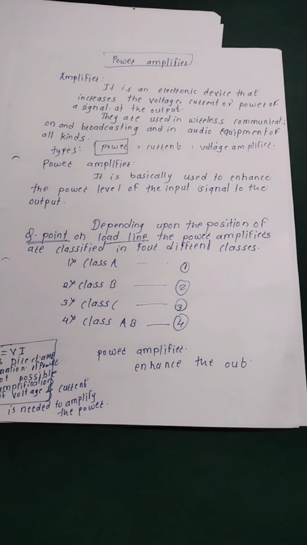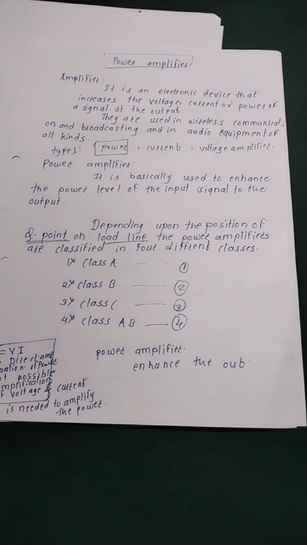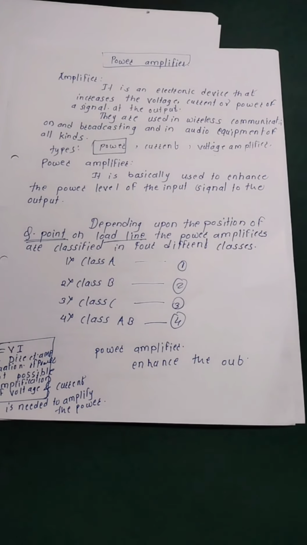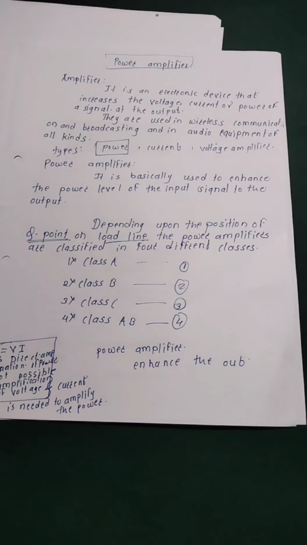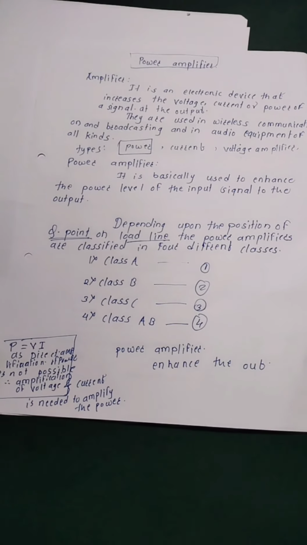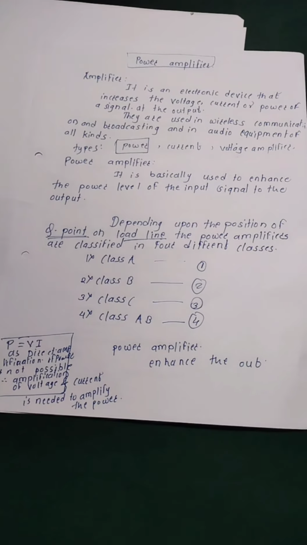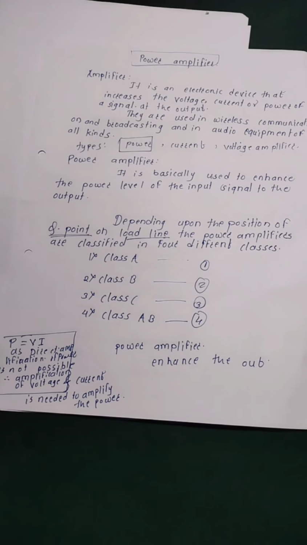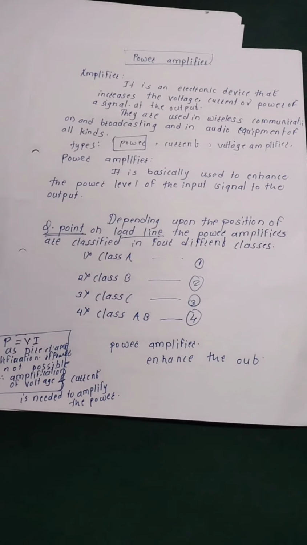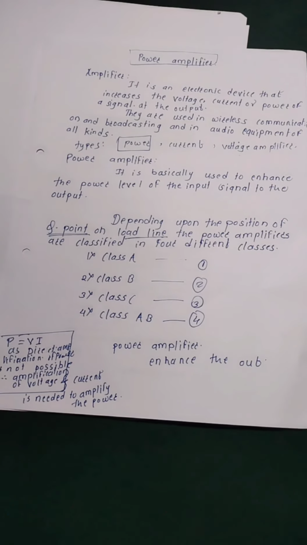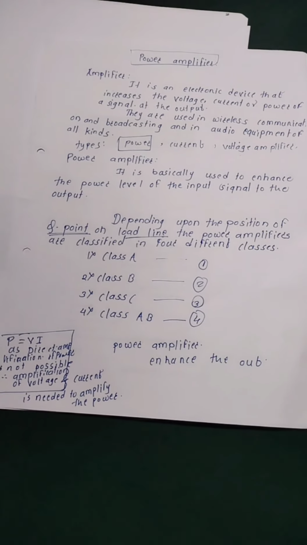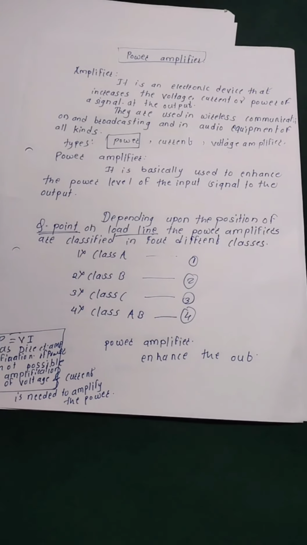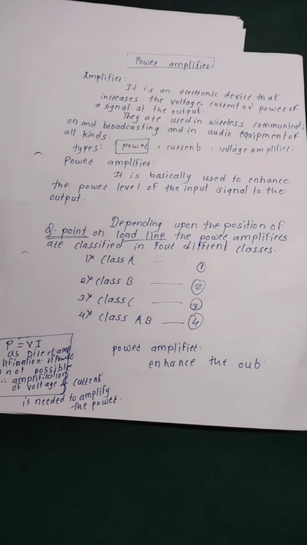So, what is power amplifier? It is basically used to enhance the power level of an input signal to the output. But direct amplification of power is not done. As we know the formula for power is P equal to V into I, that is voltage into current. So, to amplify the power, we have to amplify both current and voltage. This is about power amplifier.